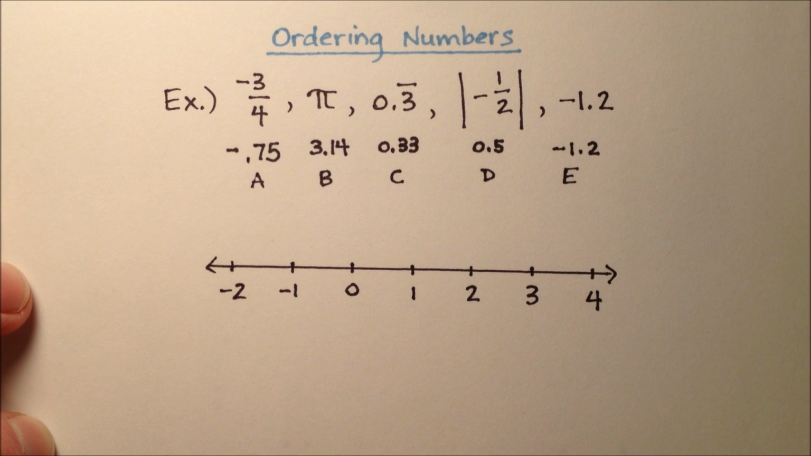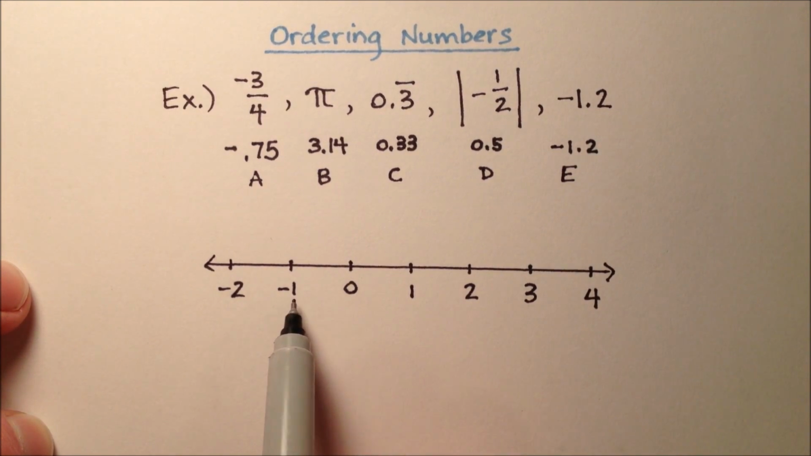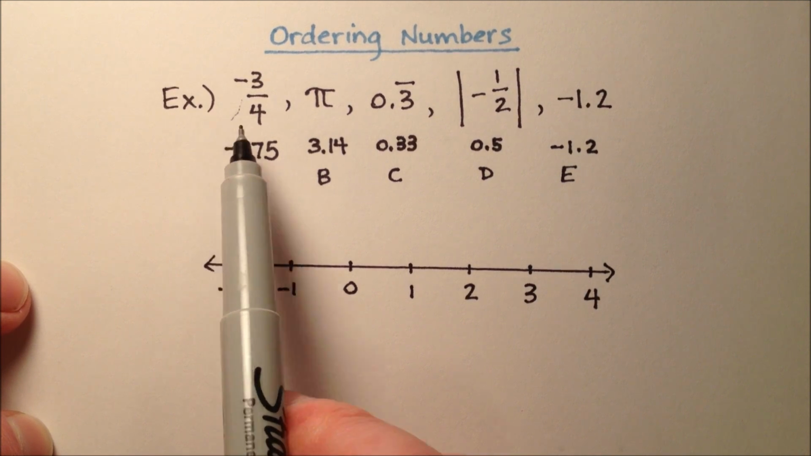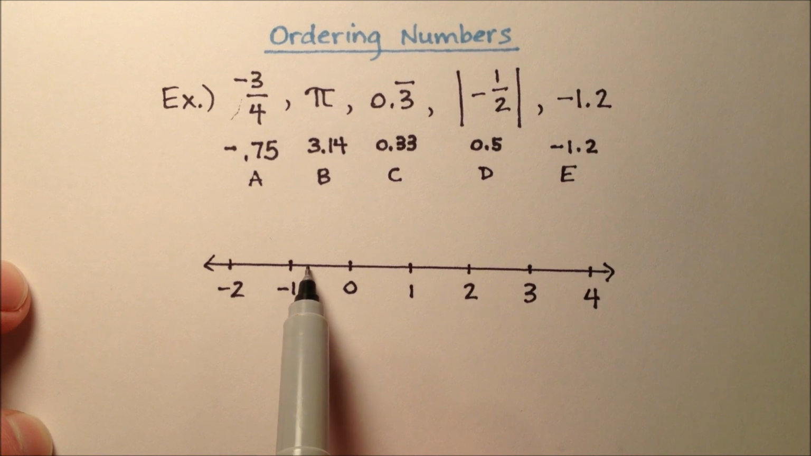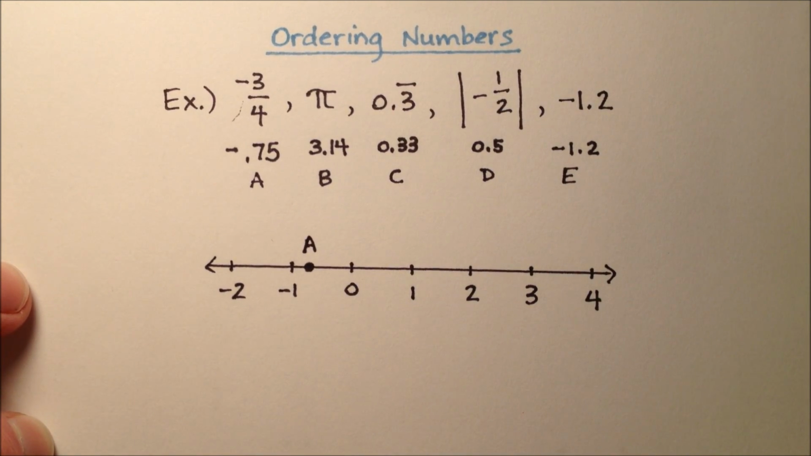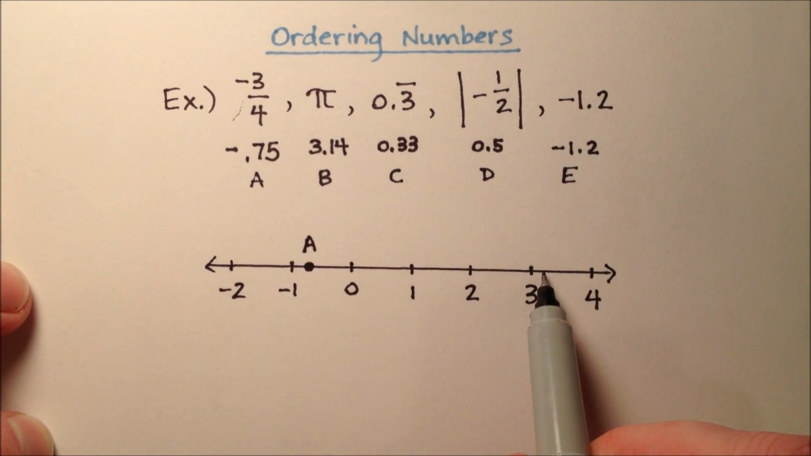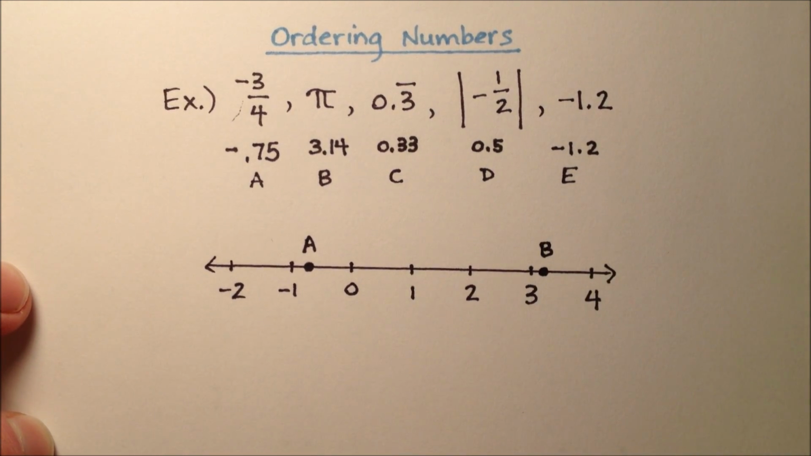So -0.75, or -3/4, is going to be between 0 and -1. I know this because there's no whole part here, so I just have a fractional part. So he's going to go right in between here. And if I have -0.75, he's going to go about right there. And I'm going to label that guy A. The second one is 3.14, so he's just a little more than 3. So I'll put him there and label him B.